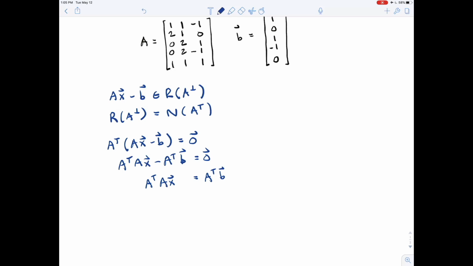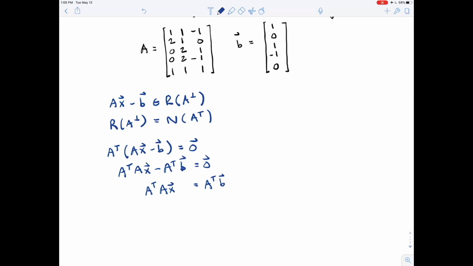So here we go. With that said, we have our A and we have our b. And so our A transpose will end up being what? A 3 by 5. So we'll have 1, 1, negative 1, 2, 1, 0. These are columns. 0, 2, 1, 0, 2, negative 1, and then 1, 1, 1.